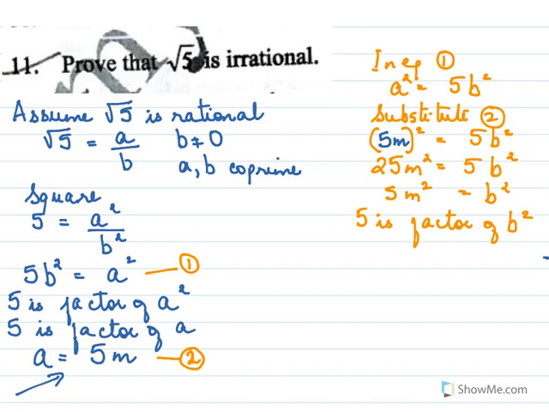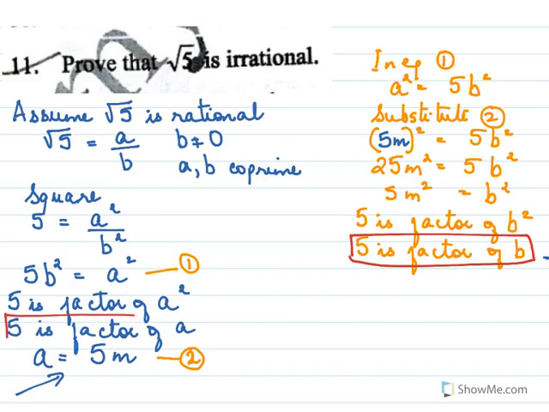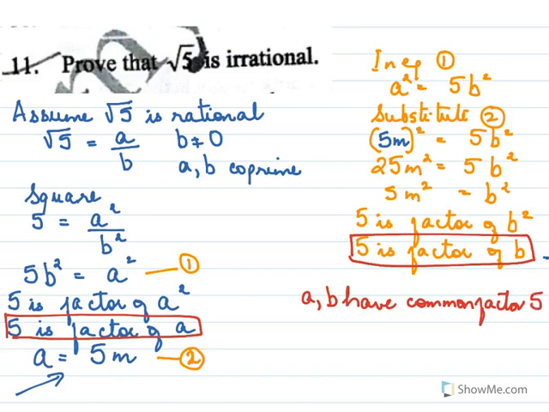So again I can say 5 is a factor of b square, 5 is a factor of b. So here I have 5 is a factor of b and 5 is also a factor of a. So a and b have a common factor, and that is 5. Therefore a and b are not co-prime.